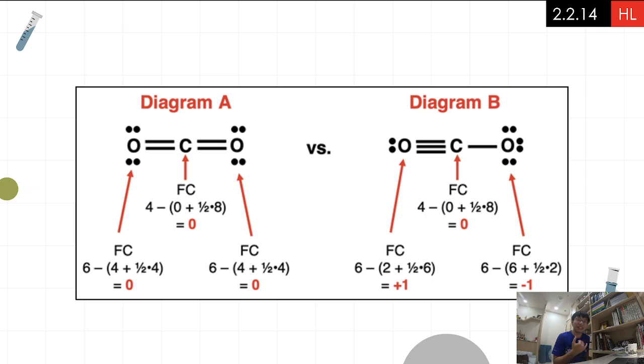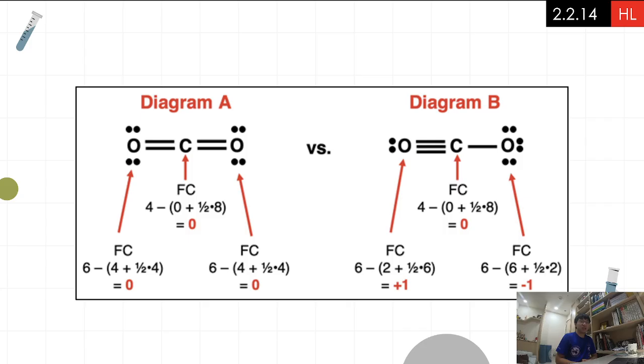does the oxygen have? 6. How many unbonded electrons does it have? 4. How many bonds does it have? 2. So 6 minus 4 minus 2, that's 0. For the carbon, how many valence electrons does it have? 4. How many bonds does it have? 4. How many lone pairs does it have? 0. So 4 minus 4 is 0. And the same thing goes for the next oxygen, so it's also 0. So diagram A adheres to goal 1.